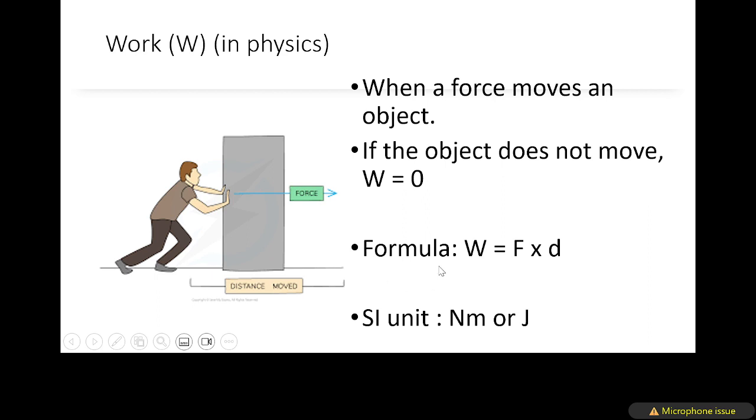What is the formula for work? W equals force times distance or displacement. D for displacement. And what is the SI unit of work? The SI unit of work is the SI unit of force, which is Newton, times the SI unit of displacement, which is meter. So Newton meter or joule. We can say joule or Newton meter.